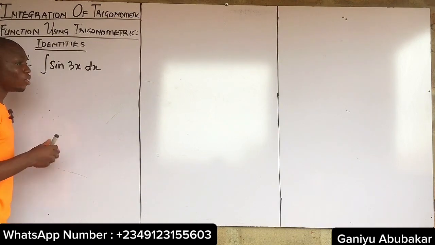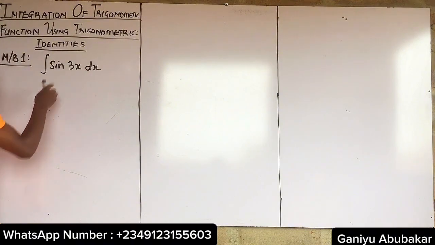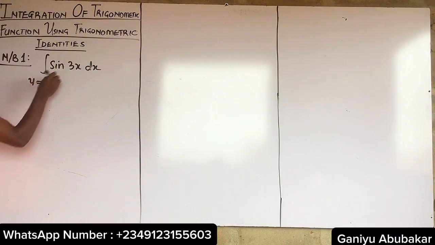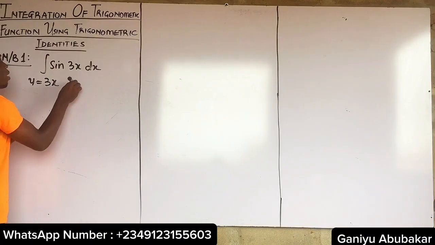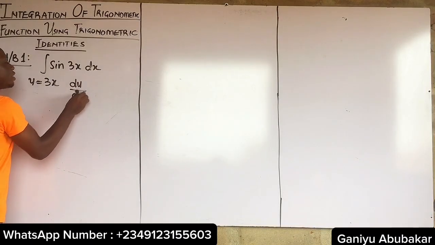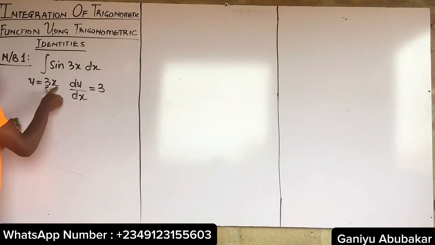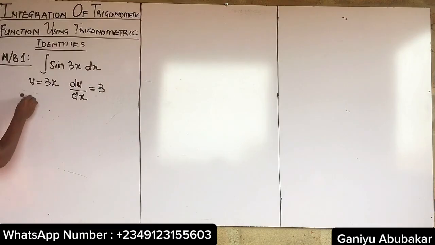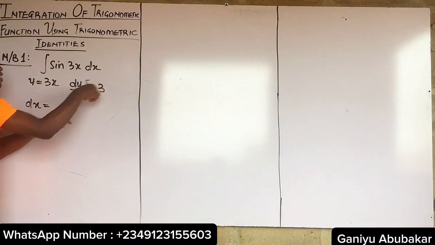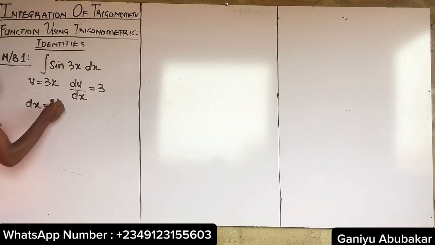My first task is to let u be equal to 3x. If u is 3x, of course, if I differentiate u with respect to x, I will have du over dx equal to 3. If I differentiate 3x, I'll have 3. At this point, make x the subject. So dx is equal to du over 3. So I'm left with dx. At this point, I'll substitute.